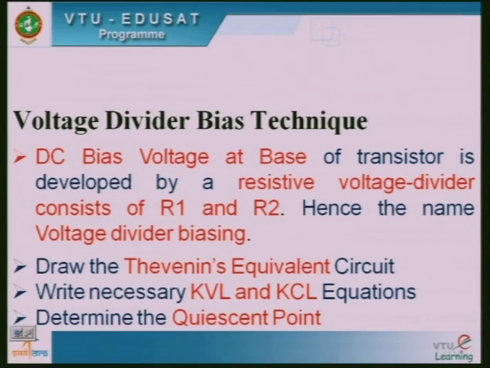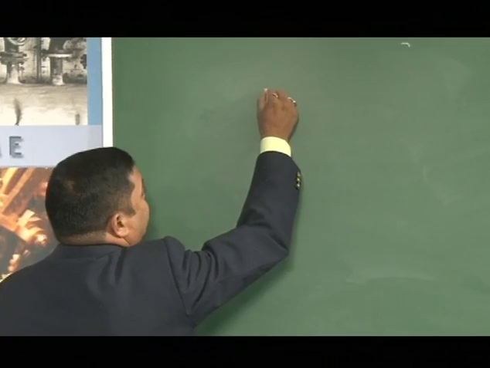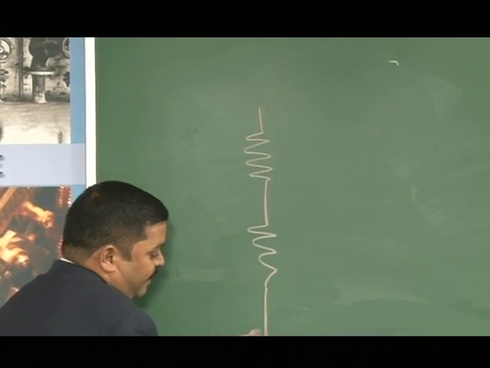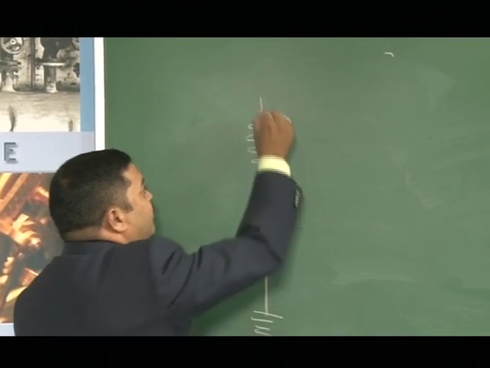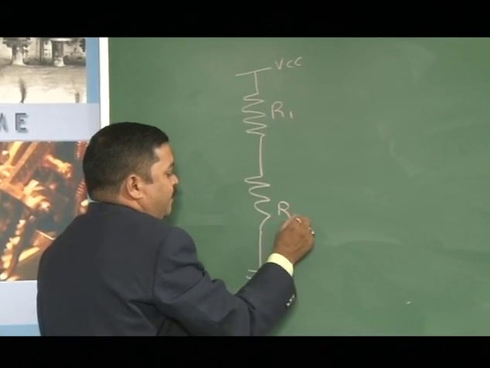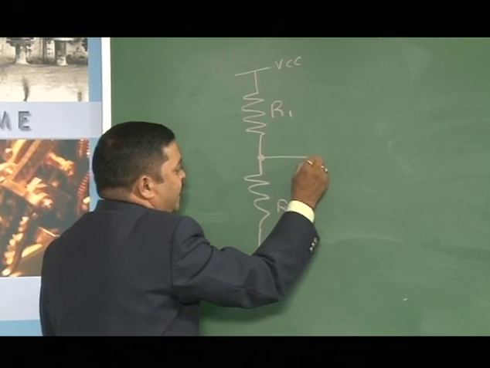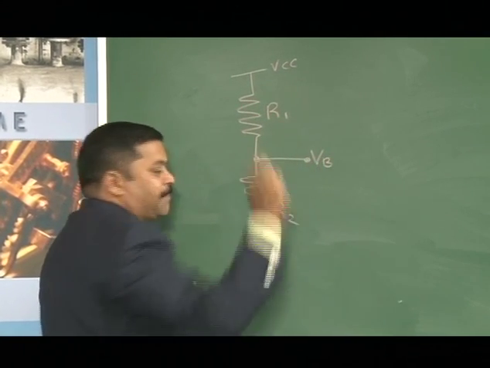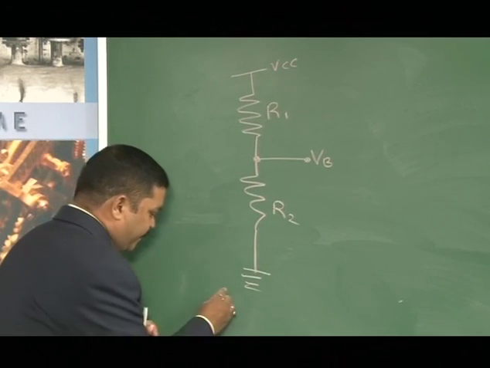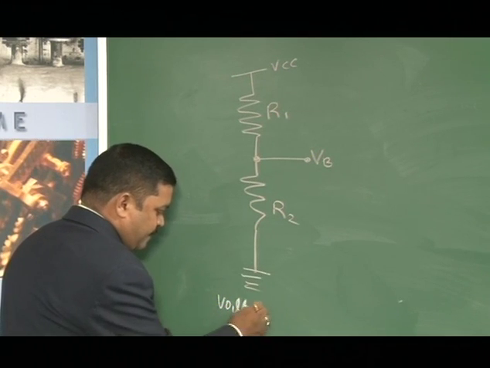Before going to the voltage divider bias technique, what is voltage divider biasing? What is a voltage divider network? When we come across this type of network, there is a VCC, let us say here. This is R1 and this is R2. At this point, the voltage, let me call it VB. This entire network is a voltage divider network.